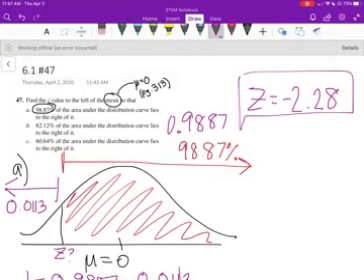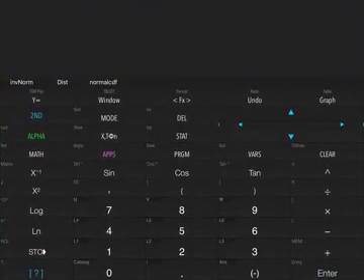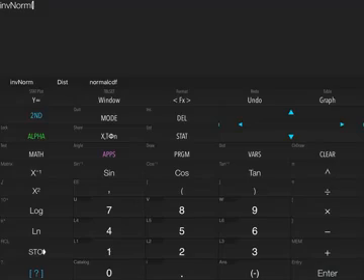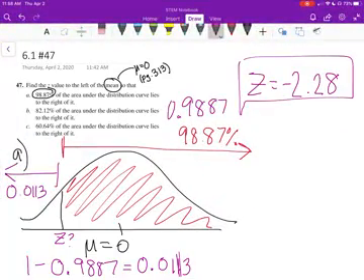So if we were to do that in our calculator, let's go to our calculator. We go to second bars and inverse norm, number 3. Type in our area to the left, not to the right, but to the left. 0.0113, close parentheses, enter, negative 2.28, which is what we got for A.